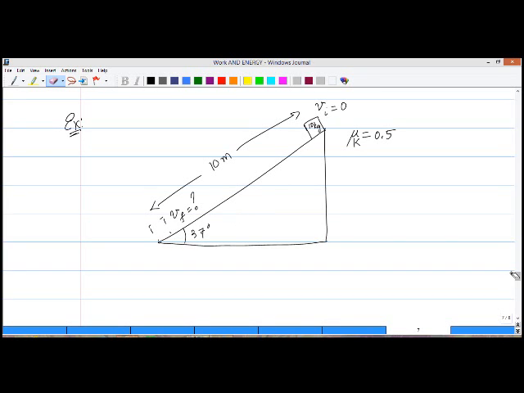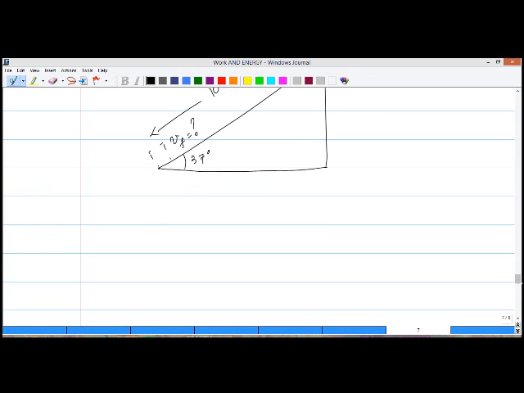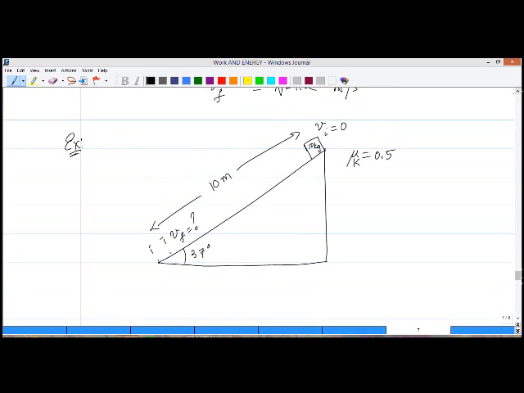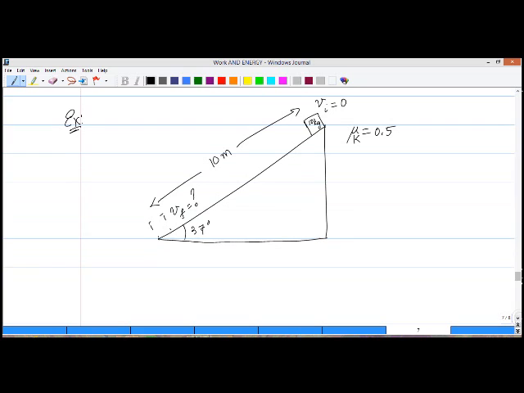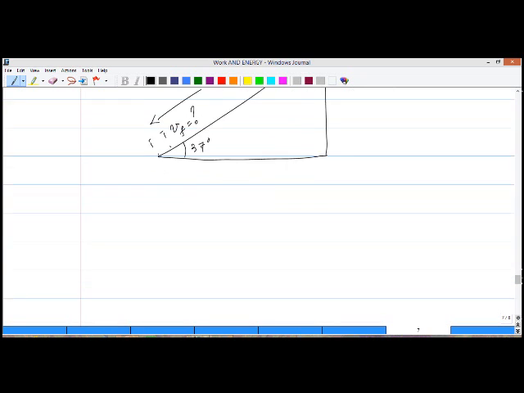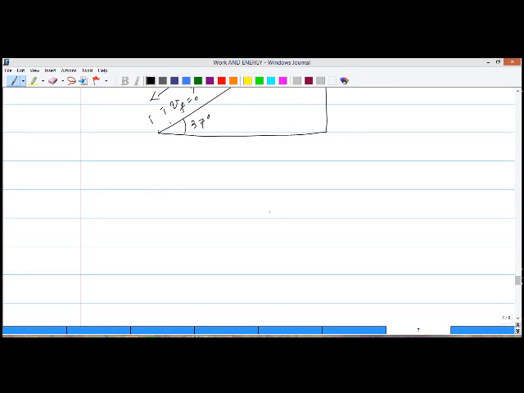Alright, so in this video we're going to apply the work kinetic energy theorem and figure out the speed of this 10 kg block as it slides down this surface with an initial velocity of 0 and the coefficient of friction between the block and the surface being 0.5. As I said earlier, we'll use the work kinetic energy theorem, and in order to do that we need to find the work done by the forces that are acting on this block.